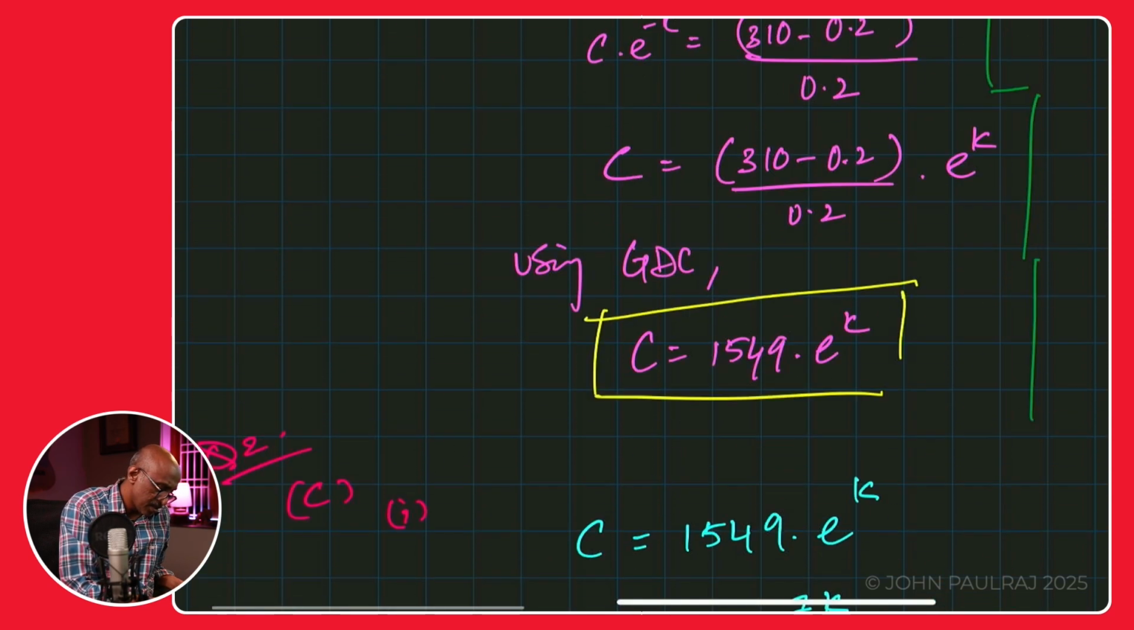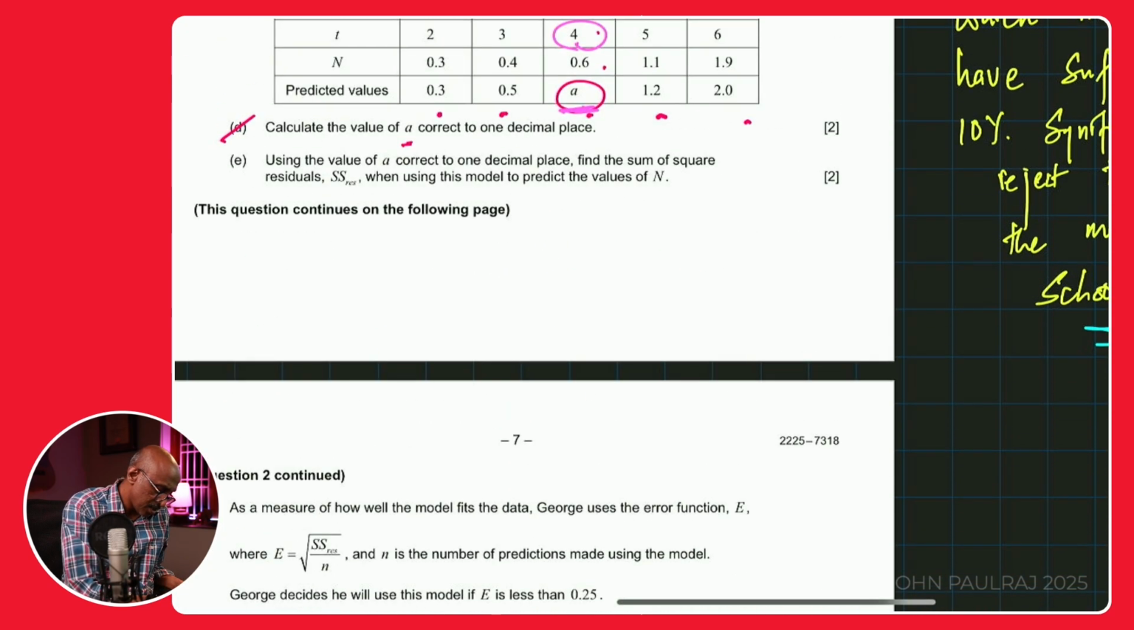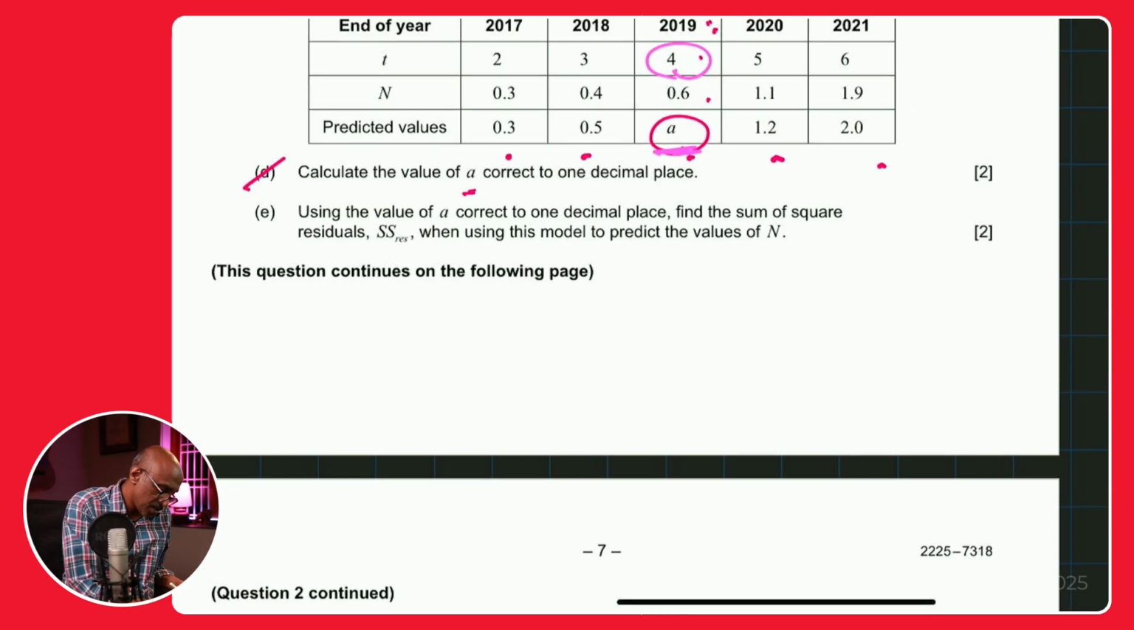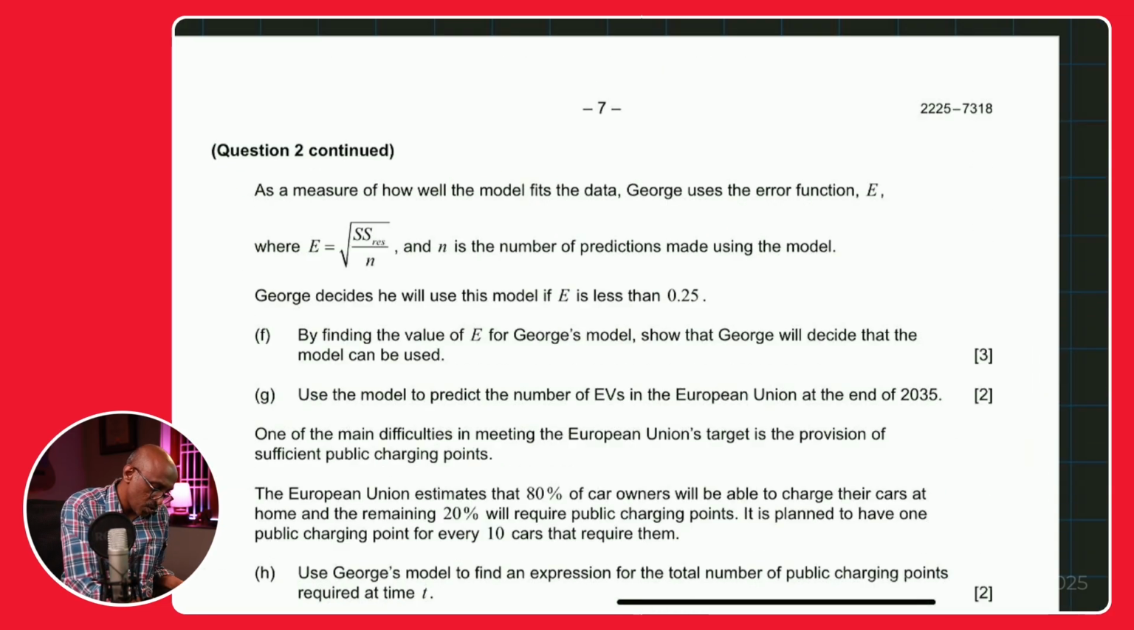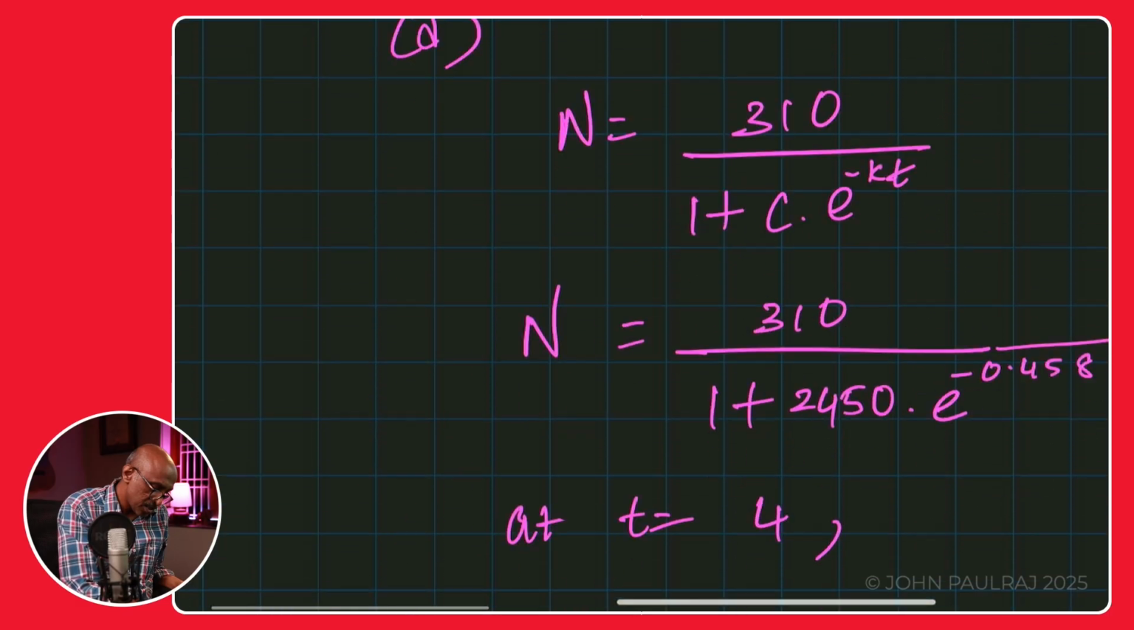Let me just check that. Okay, this is a good habit. Just check. Yeah, calculate. Can you see? Calculate the value of a correct to 1 decimal place. So we'll go back and change that.